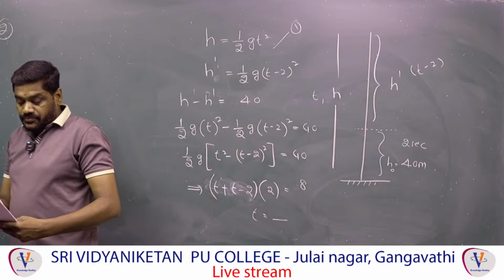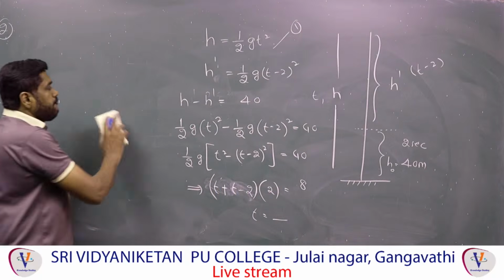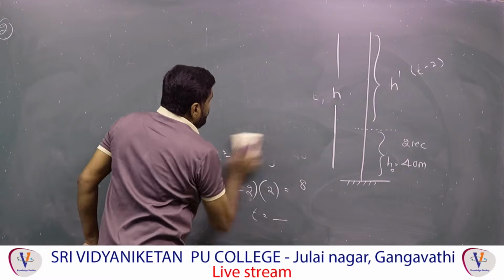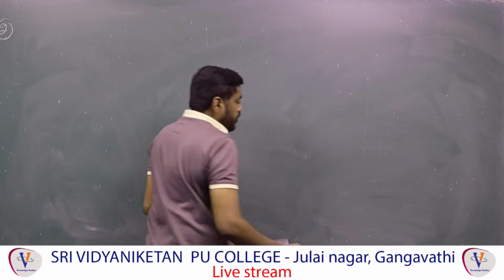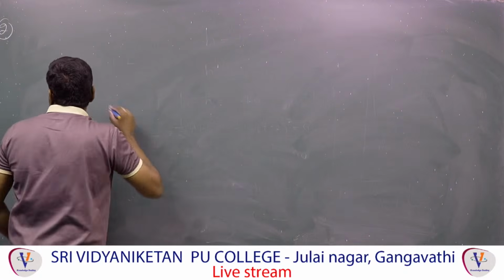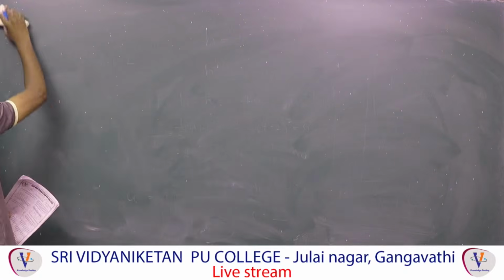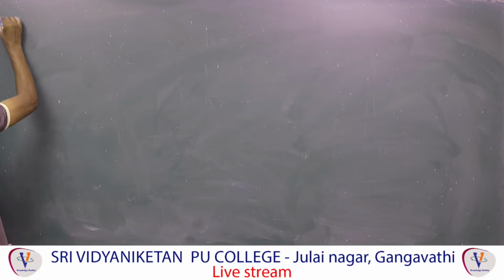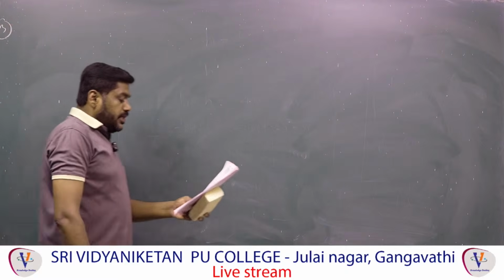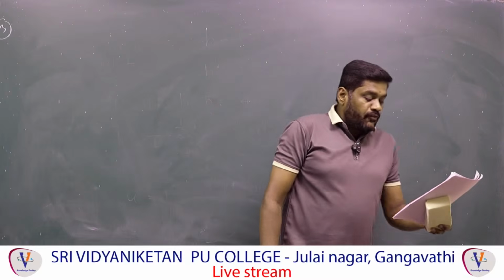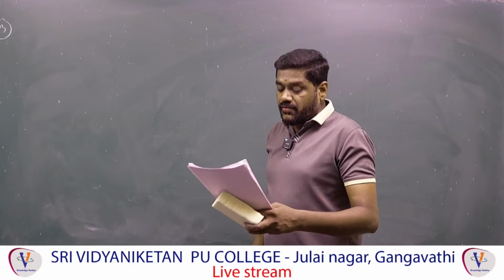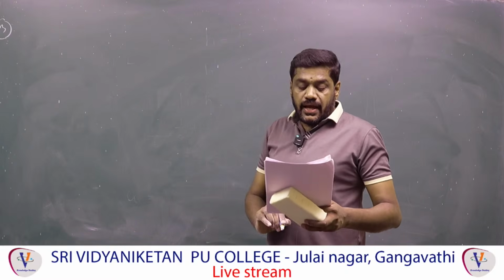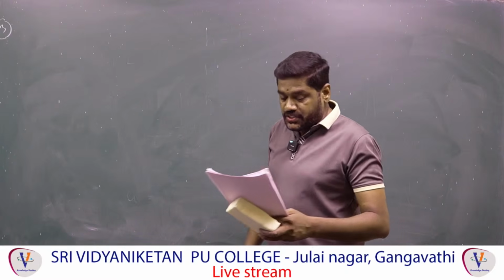Now let's go for the third question. Question number 3: the resultant of two vectors a and b is of magnitude root 7 b. The value of a by b is what they are asking. And you see in the diagram, the angle between vector a and vector b is equal to 60 degrees.